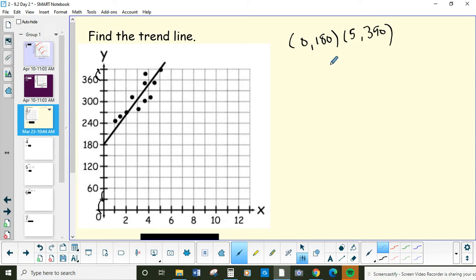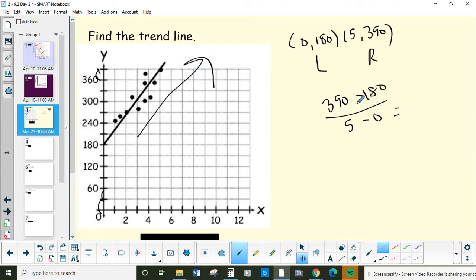The slope is going to be, and I'll start on the right. This is the right side. This is the left side. I'll go right minus left to try to avoid negatives. But on the bottom, I'll go right minus left, even if it is negatives. I got to keep the same order. But I could see it's positive because it's going uphill left to right. I subtract these two. What do I get there? It looks like about 210. And 5 take away nothing is 5. And then 210, yes, you can use your calculators, divided by 5.